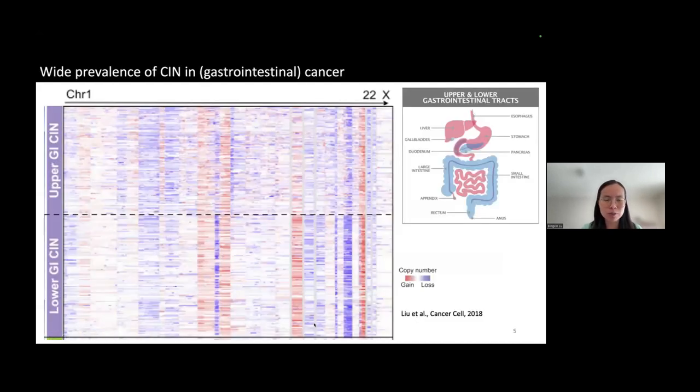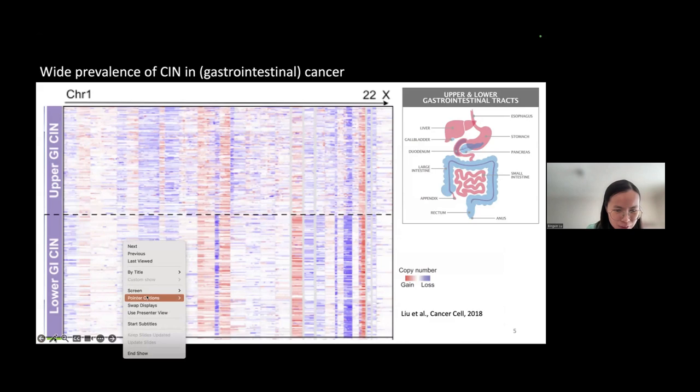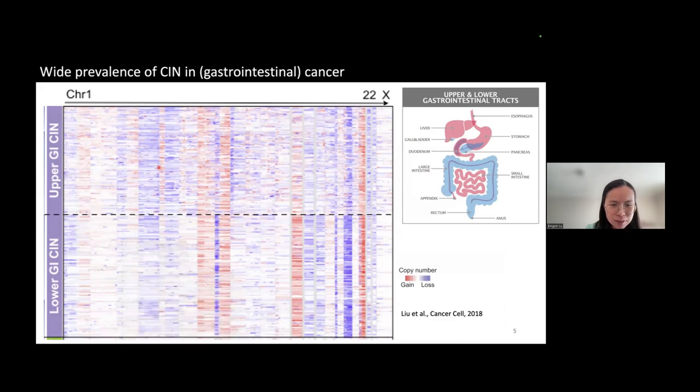With more and more sequencing data, CIN has been found widely prevalent in many cancers. Here is an example. Can you see my pointer? Yeah, I can see it moving around. Very good. Okay, so here is an example showing the number of gains and losses across different chromosomes in gastrointestinal cancer. You can see there are lots of copy number changes.